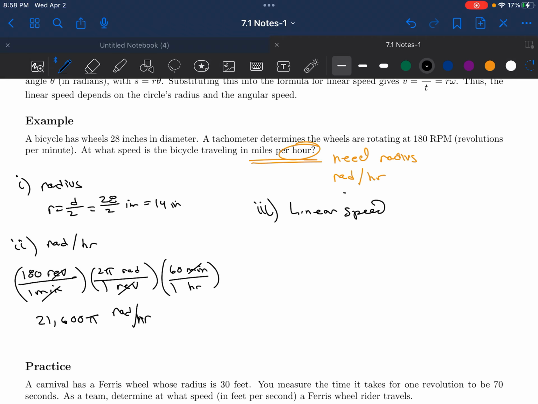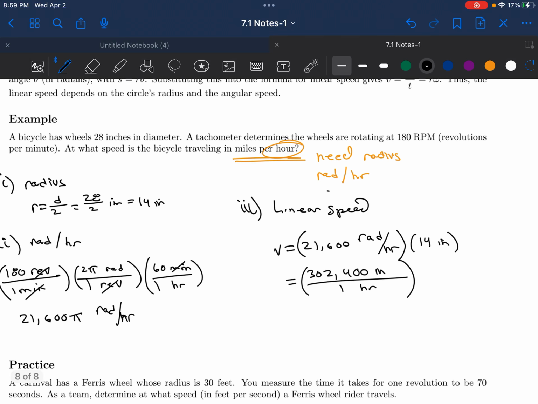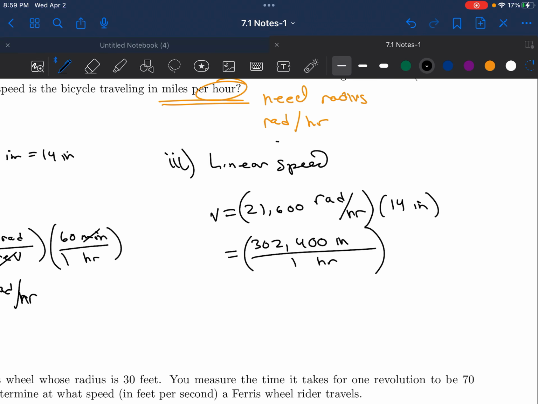Well, we know that the angular speed is 21,600 pi radians per hour. And we know that the radius is 14 inches. And so that's going to give us inches per hour. And so we have 302,400 pi inches per 1 hour. But we want that in miles per hour, so we're going to need to convert inches into miles.